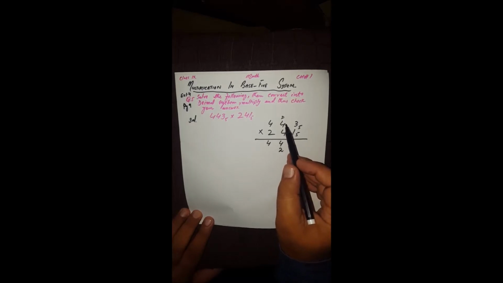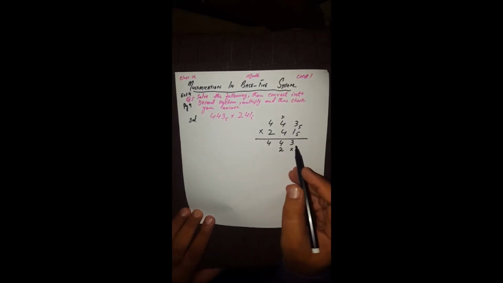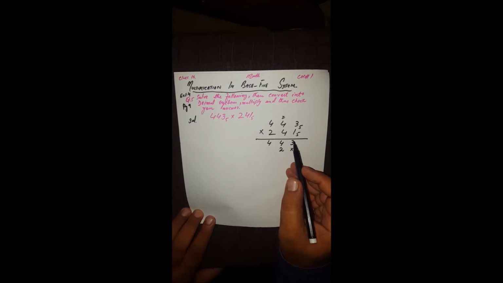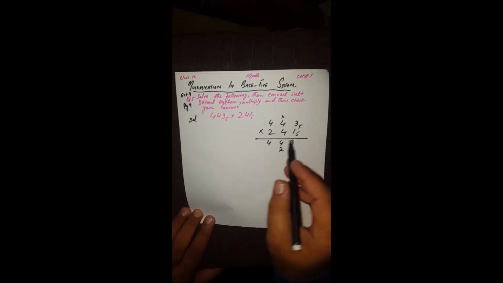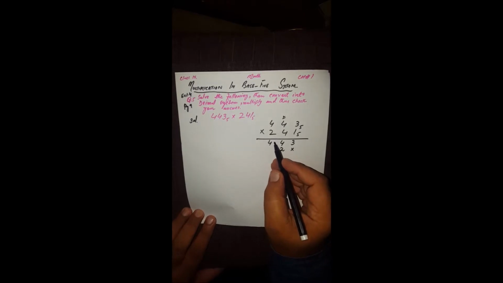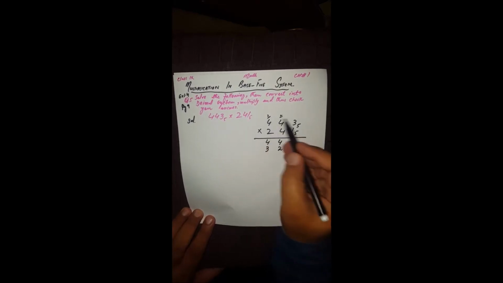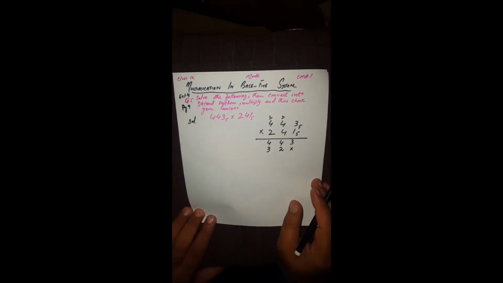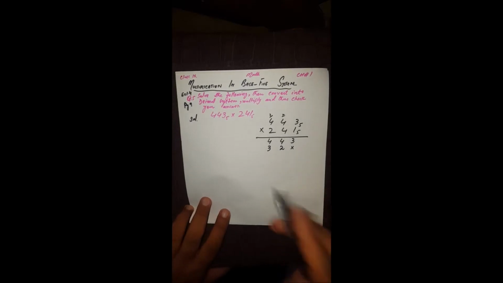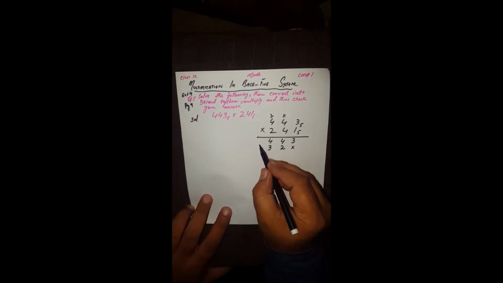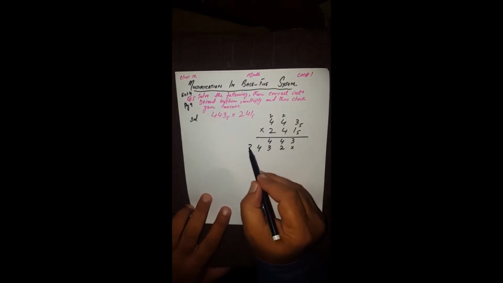4 fours are 16, 17, 18. 18 in base 5 means 33. We write here 3 and carry 3. 4 fours are 16, 17, 18, 19. 19 means 34, 4 and then 3.